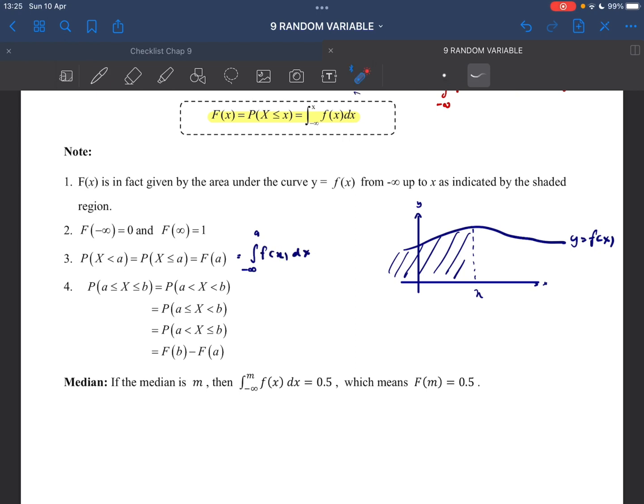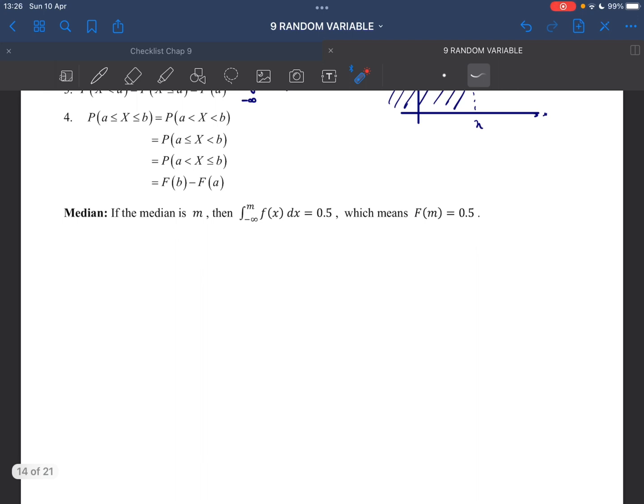The same thing applies for finding probability: we can simply ignore the equal sign here. All of this will be translated as F(b) minus F(a). If you want to find the probability of X between a and b, we can just simply put F(b) minus F(a). So it's easier. If you have the CDF of a continuous random variable and you want to find the probability, simply F(b) minus F(a). But if you have the PDF and you want to find the probability, you have to integrate first.